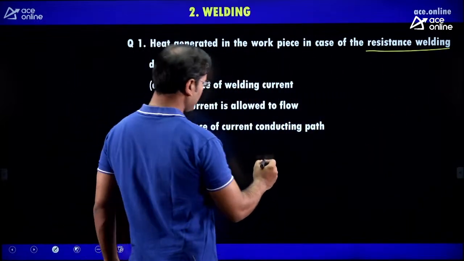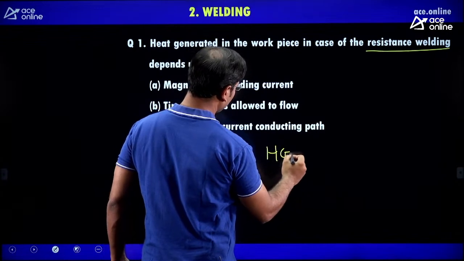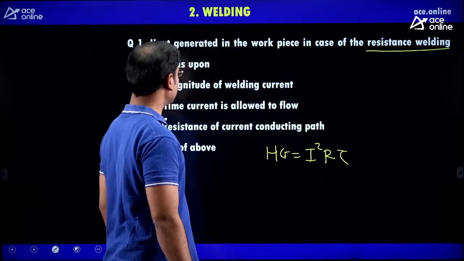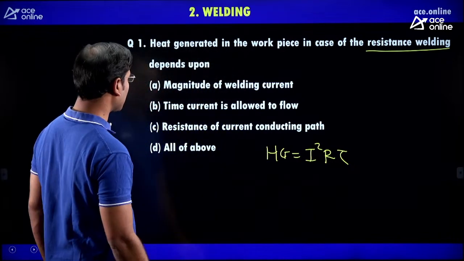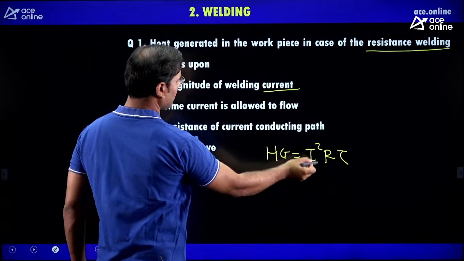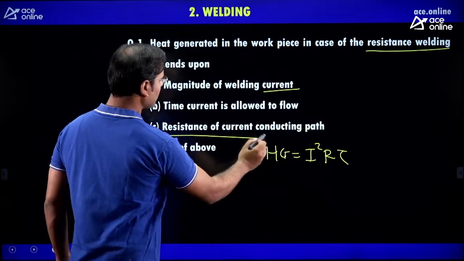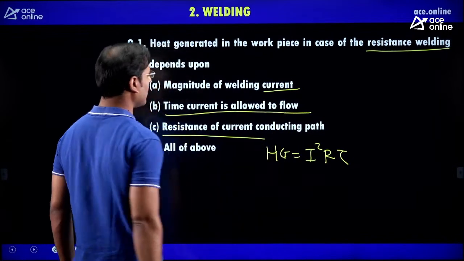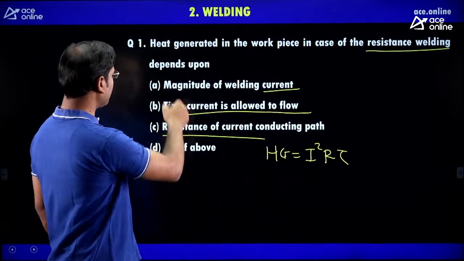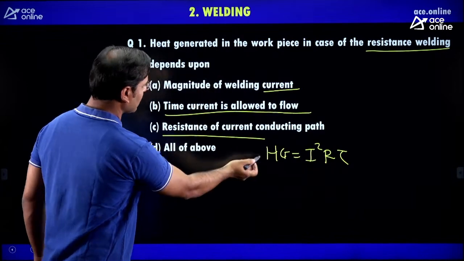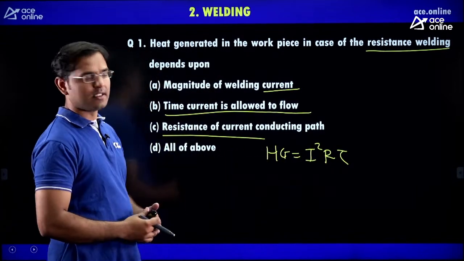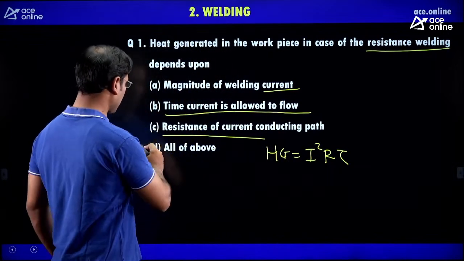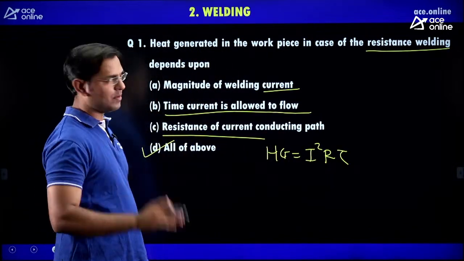There is one simple formula: heat generation is equal to I square R into tau. Heat generation depends on I square, which means welding current squared, R, which means resistance of the current conducting path, and tau, which is the time the current is allowed to flow. Hence heat generation, Hg, depends on all three parameters I, R and tau. So the correct answer is all of the above.